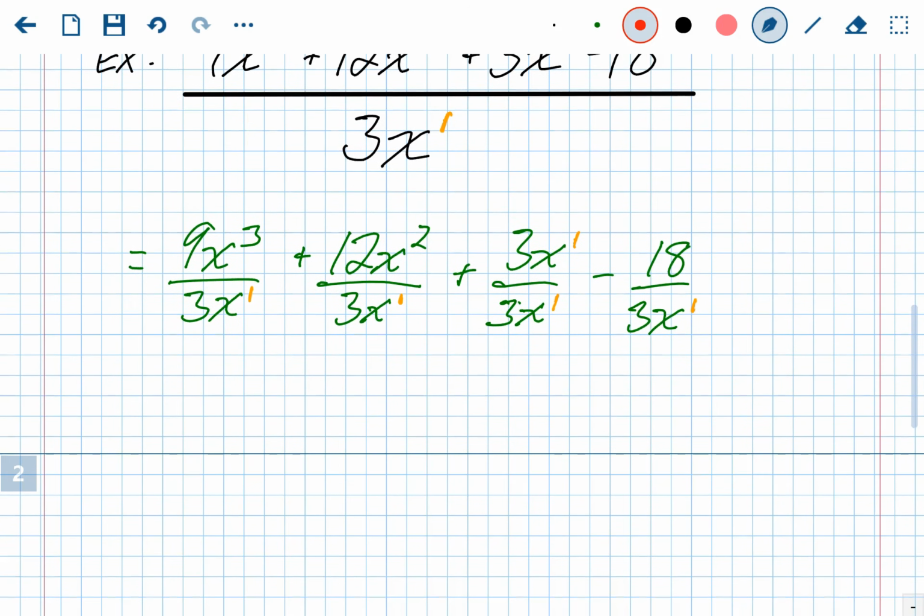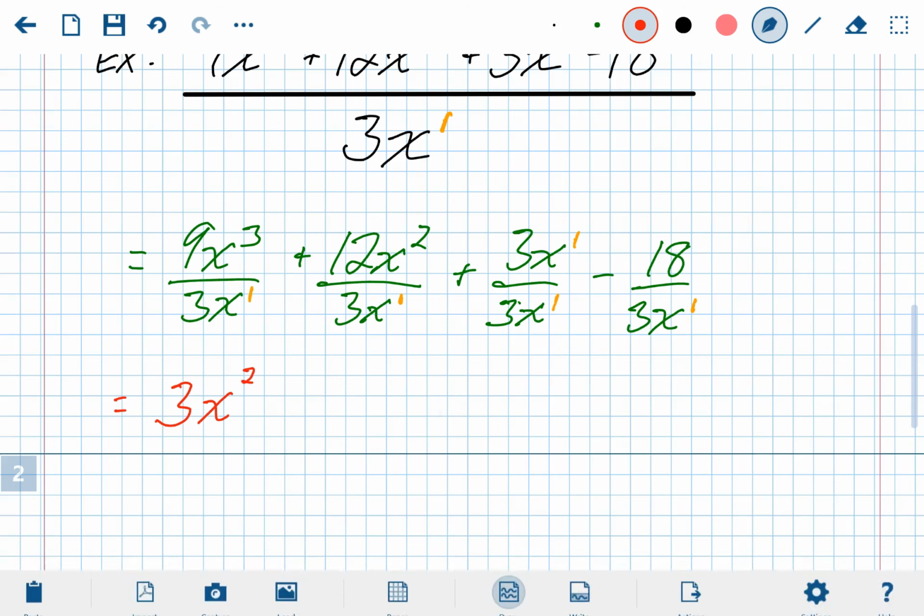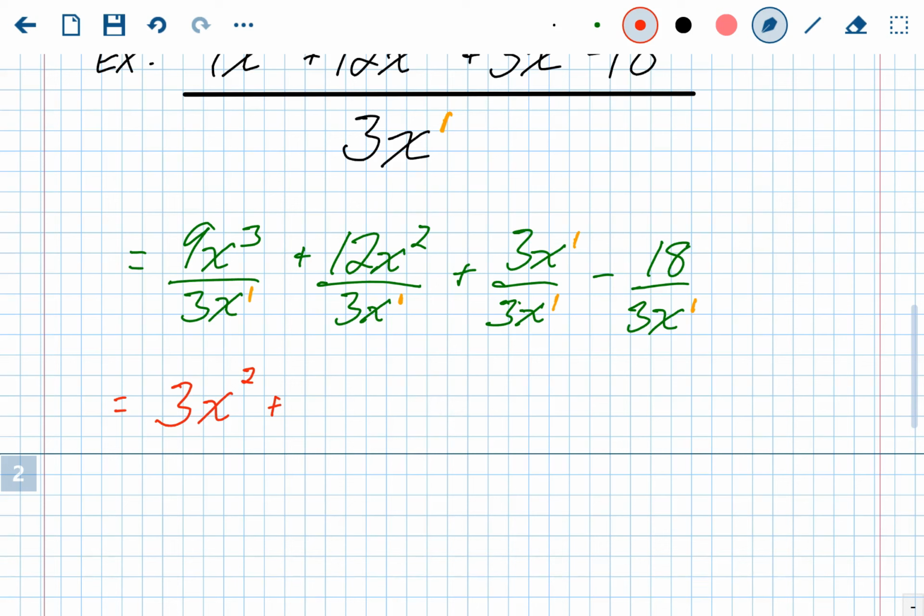9x to the third power divided by 3x to the first power. Divide the numbers. 9 divided by 3 is 3. Subtract the exponents. 3 minus 1 is 2, so 3x squared. Plus 12x squared over 3x. 12 divided by 3 is 4. Subtract the exponents. 2 minus 1 is 1. Okay, so you could put to the first power, or you could leave it.